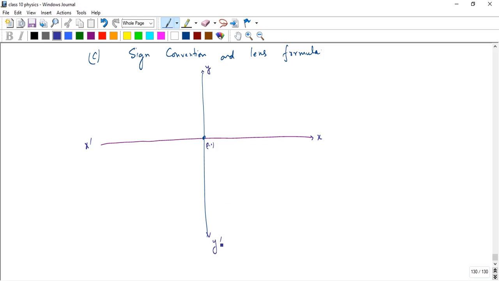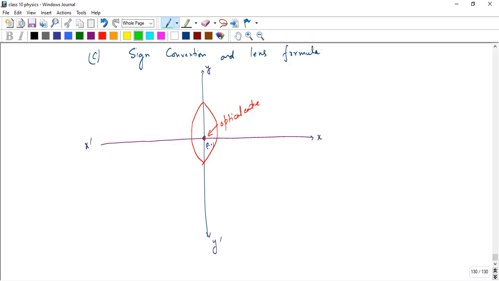So lens place, choose a convex lens. Place it here, so the optical center is at the origin. This is the optical center. Optical center at origin, and the principal axis lies on the x line, x dash and x. So that's very important.